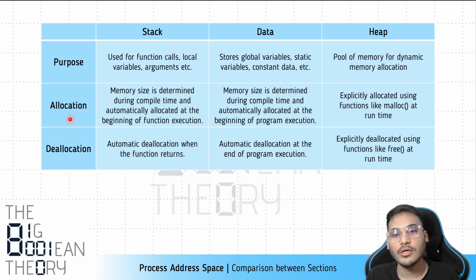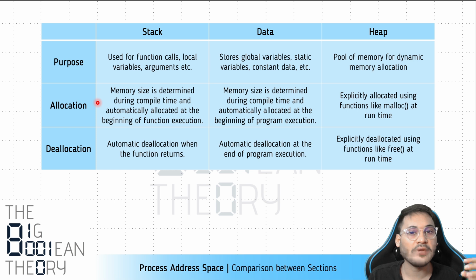Let's compare them. You can see for the stack section, the memory size is determined during compile time, right? And the memory is automatically allocated at the beginning of function execution. So what does this mean? When we say memory size is determined during compile time, the layout of the stack frame, right? Where will be the local variables? How much size will be required for the local variables? The return addresses, the arguments, all of that layout is known at compile time, right?